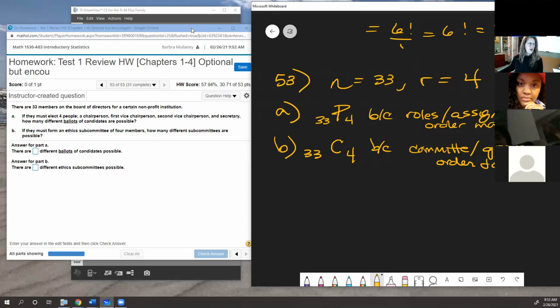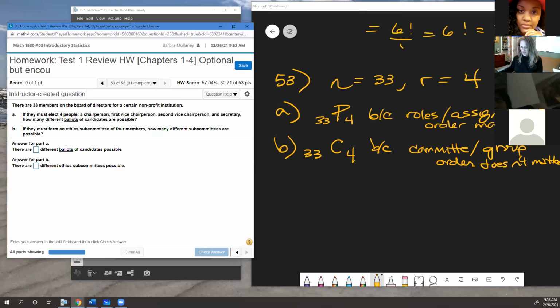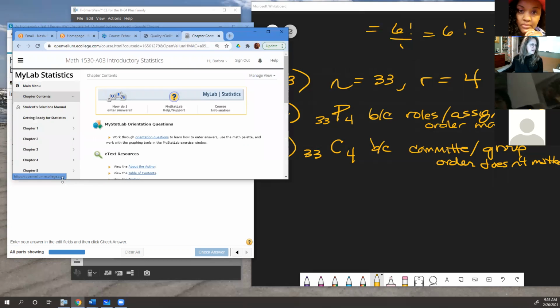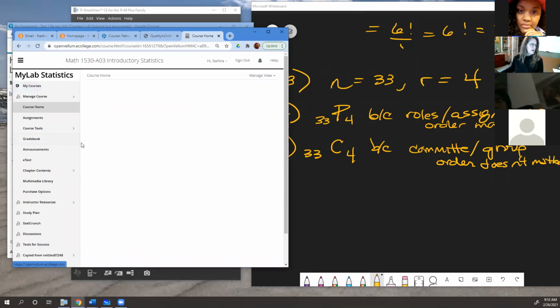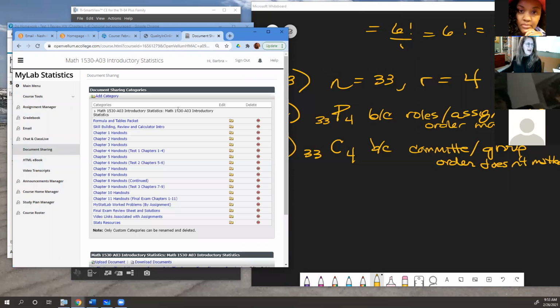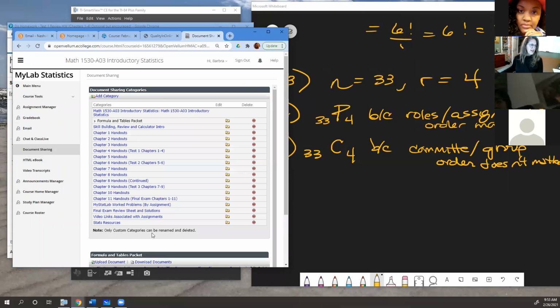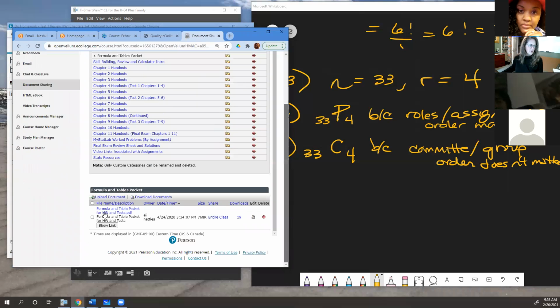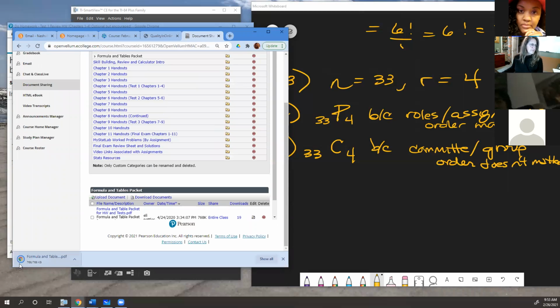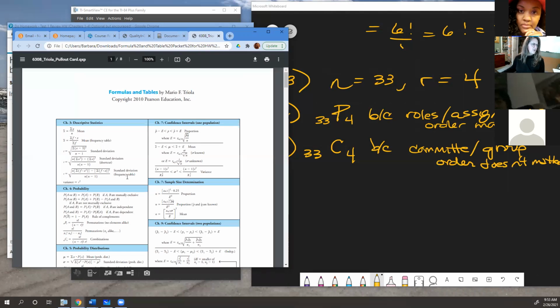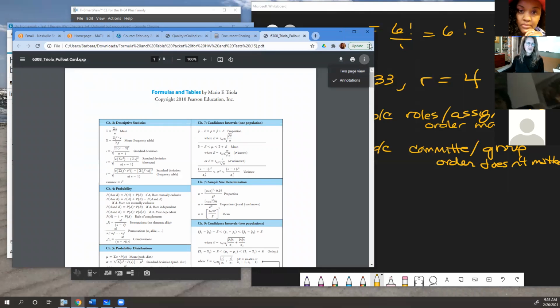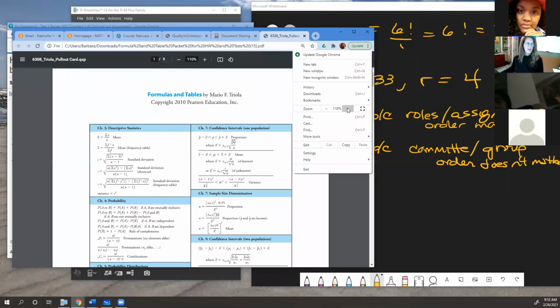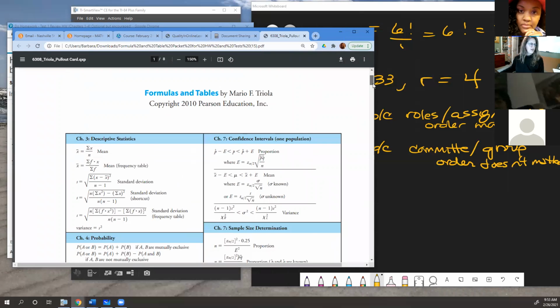I do want you to know that when you are taking the exam, it's important for you to access the tools. Under course tools, go to document sharing and make sure you get that formula packet. It's right here at the top, and you can have that out on your desktop or printed. Just make sure you've got that. The formulas you need to know are for chapter 3 and 4. You could get it larger. You could actually keep it on your desktop while you take your exam. That is really nice to have.